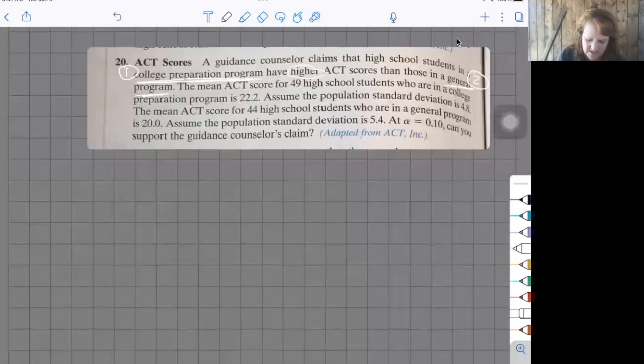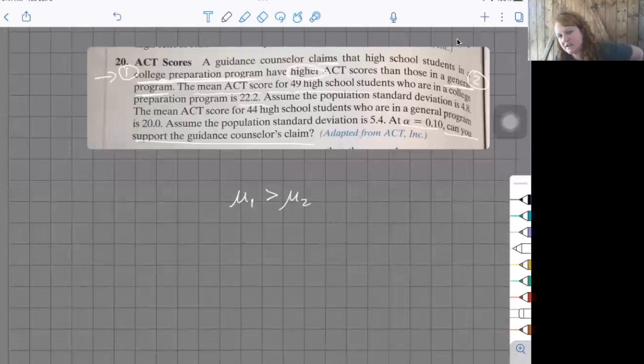So we have some data here. So mean ACT scores for this sample and this sample. So I've got two kind of populations. I'm going to make a claim and I'm going to pull a sample from both. So let's jump down here to the claim. At alpha equals 0.10, can you support the guidance counselor's claim? Oh, he claims that the college prep program has higher ACTs than the general. So my sample 1, so my mean 1 is bigger than the mean 2.